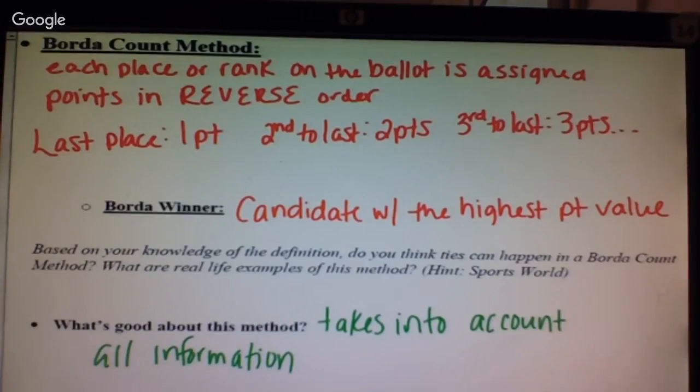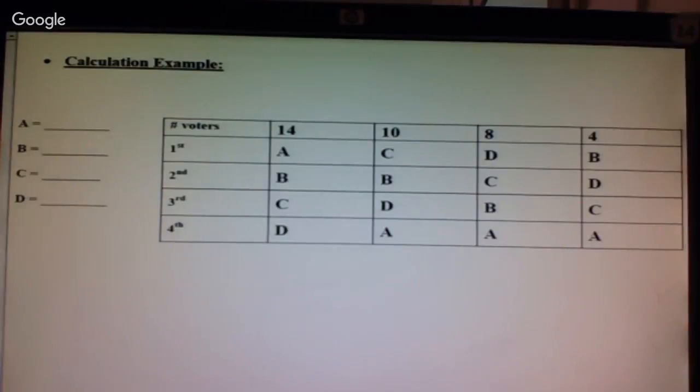So let's look at some examples. Here's your first one. We can do this in a chart. So the way you do this in the chart, again, if you're in last place, you only get 1 point. Okay. If you come in third, then you get 2 points. Second gets 3 points. And in this case, we finish with 4 points because there's only 4 candidates.